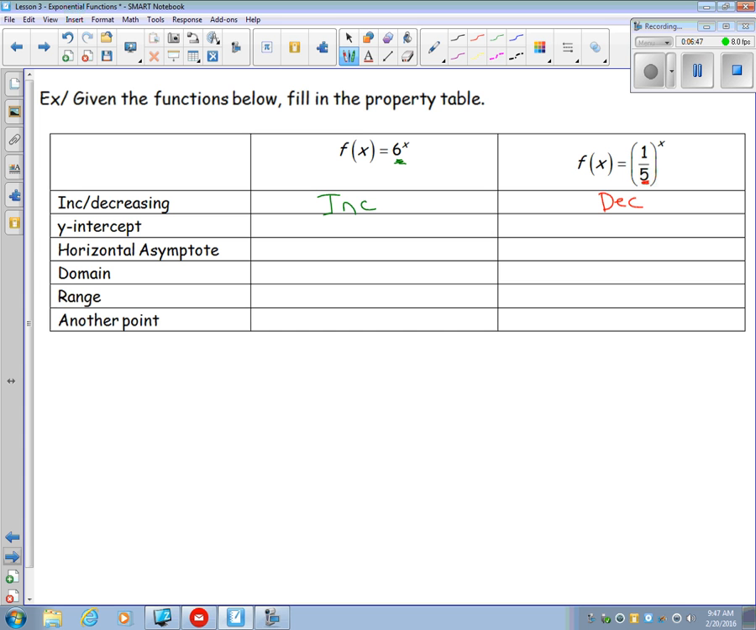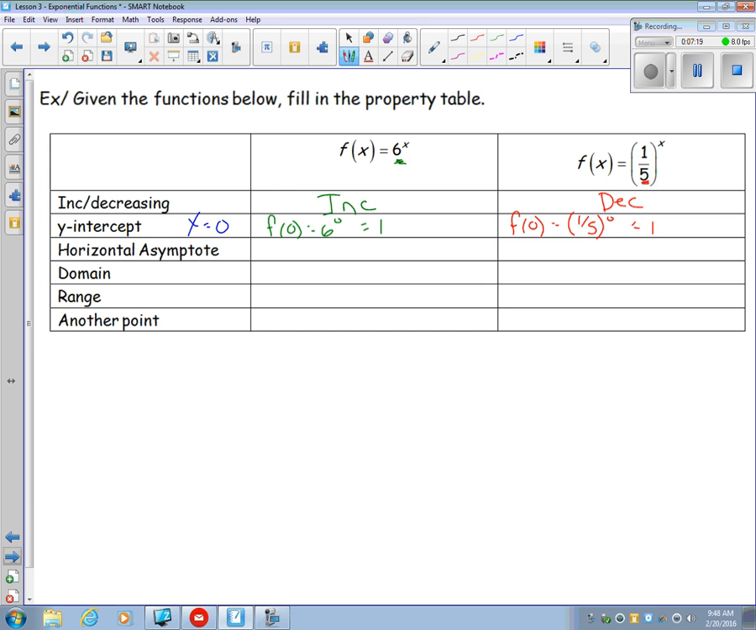The y-intercept. We know for the y-intercept, x is always, always, always 0. So if I were to put in 0 into my equation, I'll get f at 0 equals 6 to the power of 0. What's anything to the power of 0? 1. There's my y-intercept. If I do the same thing over here, f at 0. Well, 1/5 to the power of 0. Anything to the power of 0 equals 1. So as I was saying, our y-intercept is generally 1.